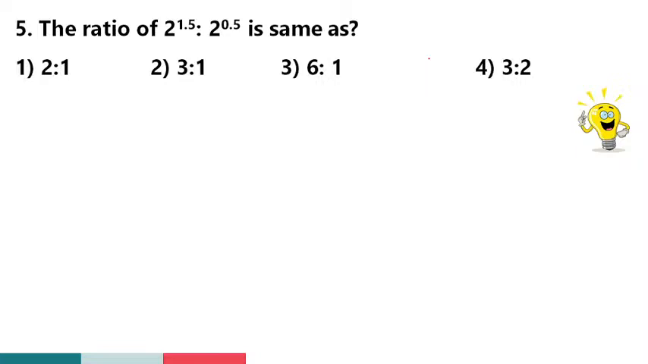The ratio of 2 power 1.5 is to 2 power 0.5 is same as. Okay, very good అండి. So what is the answer, guys? Which option is the right answer? 2 power 1.5 by 2 power 0.5. ఎందుకంటే a is to b అన్నా a by b అన్నా సేమే కదా. సో దట్స్ వై ఇలా రాస్తానండి.